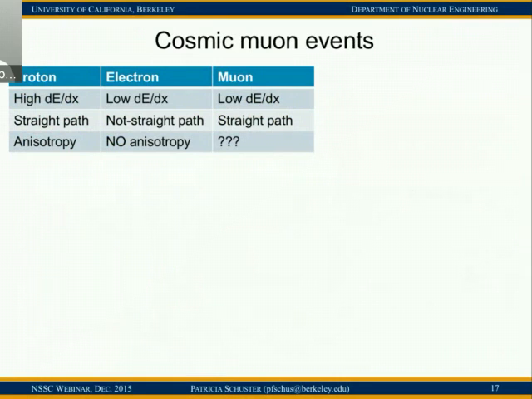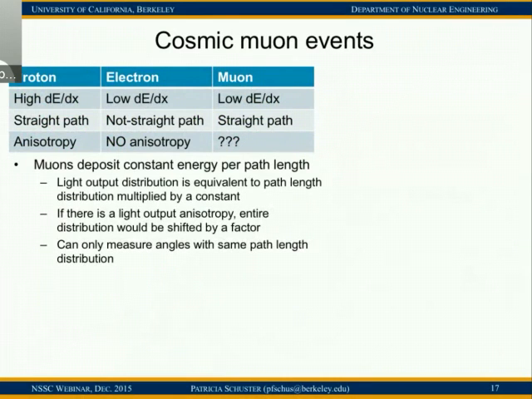So muons share a characteristic with each one. They travel with a low dE/dx in a straight path. So whether or not there's an anisotropy measured in muons will inform us about which one is more important for producing this effect. What's tricky about muons is they interact by depositing constant energy per path length. And so that means that the light output distribution is actually just the path length distribution. So, the distribution of cross sections through my material times this constant of energy per distance deposited.